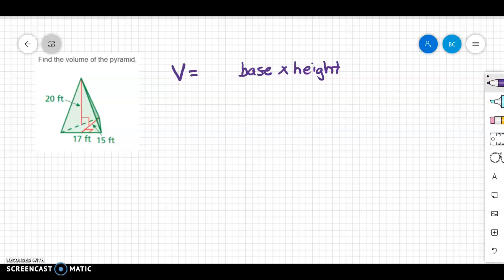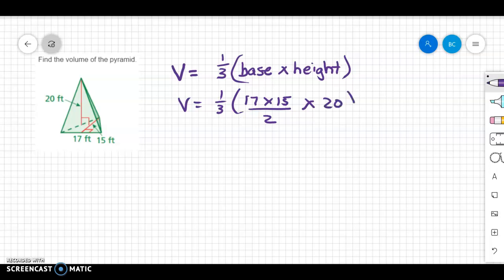And that would give me a prism. But then, because it's a pyramid and it narrows and comes to a point at the top, I'm going to multiply that times the third. And then I'm going to be really careful, because when I am looking at my base, I am multiplying 17 times 15, the two measurements on that triangle, the height and the base of the triangle. I'm dividing it by 2 because it's a triangle. And then I'm multiplying all of that times the height, which is the 20.